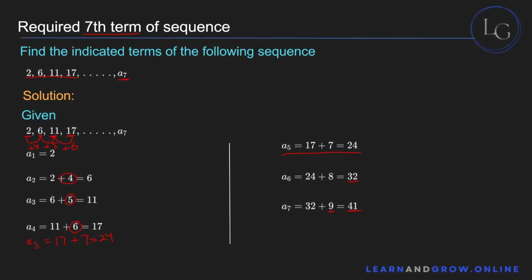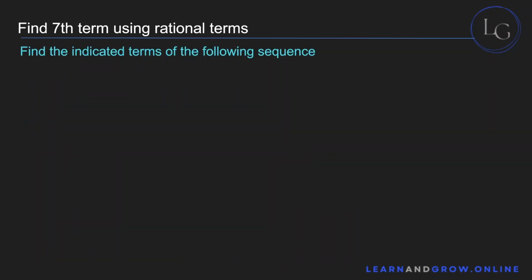So, let's have another example here. Let's find the seventh term using rational terms. But this gets a bit more tricky than it did before. Those were just simple integers. These are rational numbers. So let's see how we'll deal with this. We'll deal with this the same way we did before, but now the pattern is a bit difficult to find. So let's see how we do it.